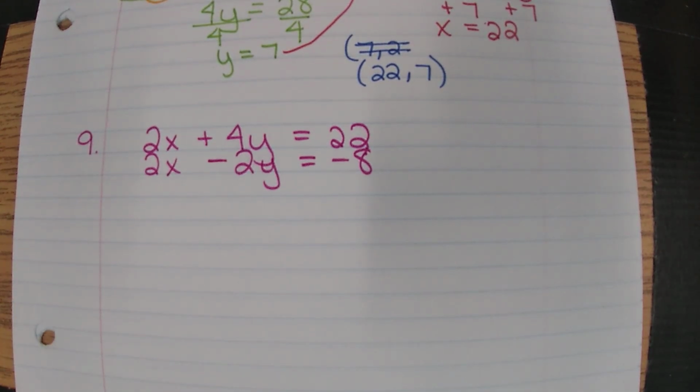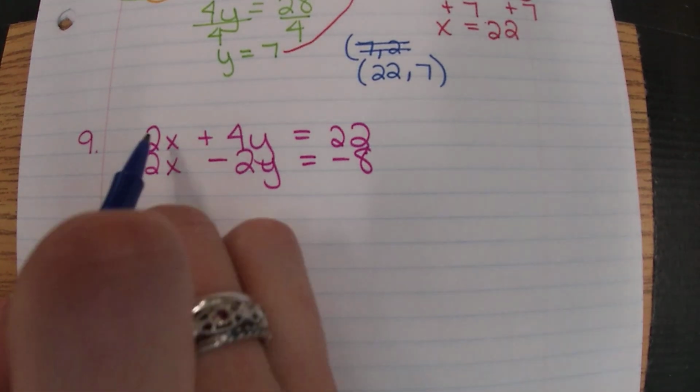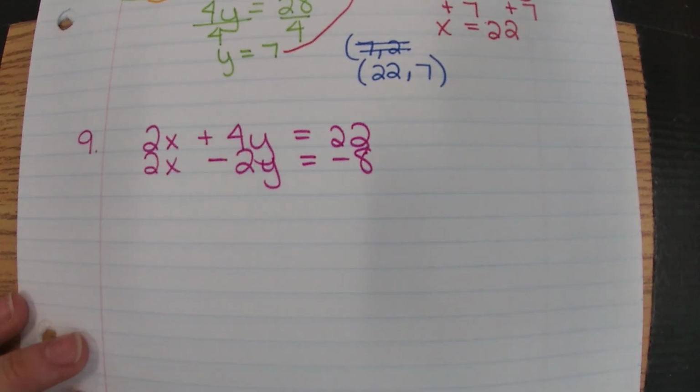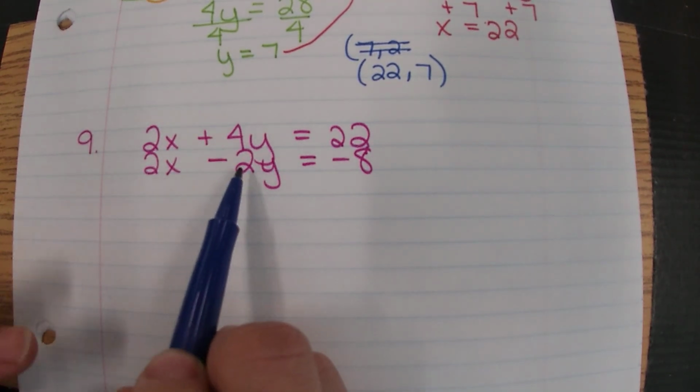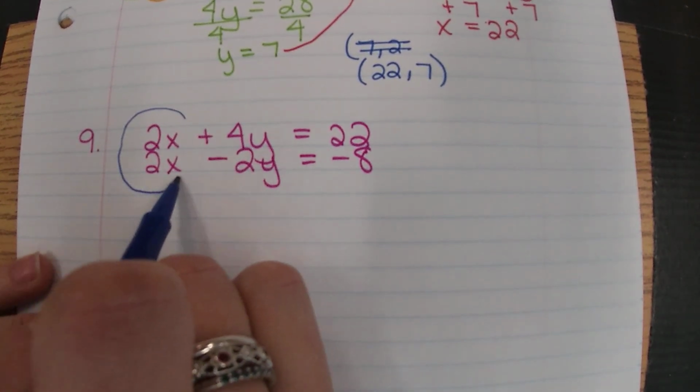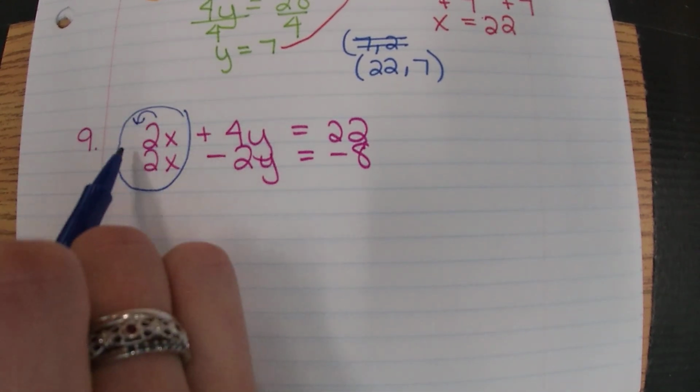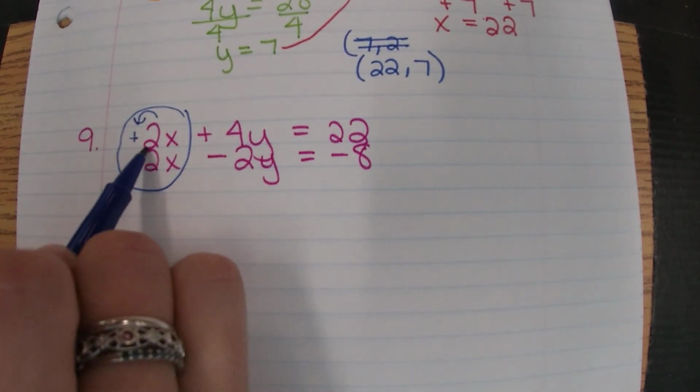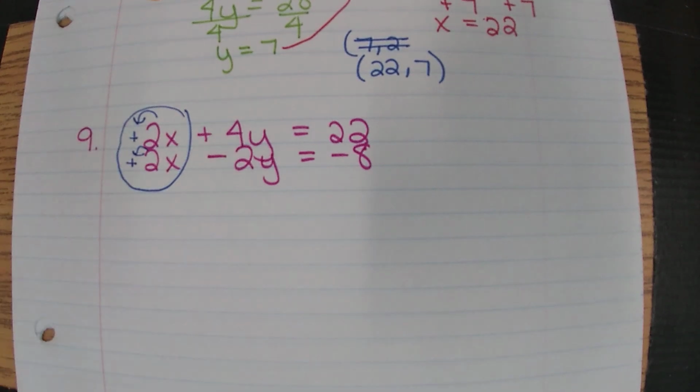Okay, so again, I'm looking to see where I find the matching coefficient. I'm going to look in front of the x. Right here, this is a 2 and this is a 2. Over here, I have a 4 and a 2. So my x is the one I want to pick because these match. That 2 is positive, and that 2 is positive. So now my coefficients are the same sign.